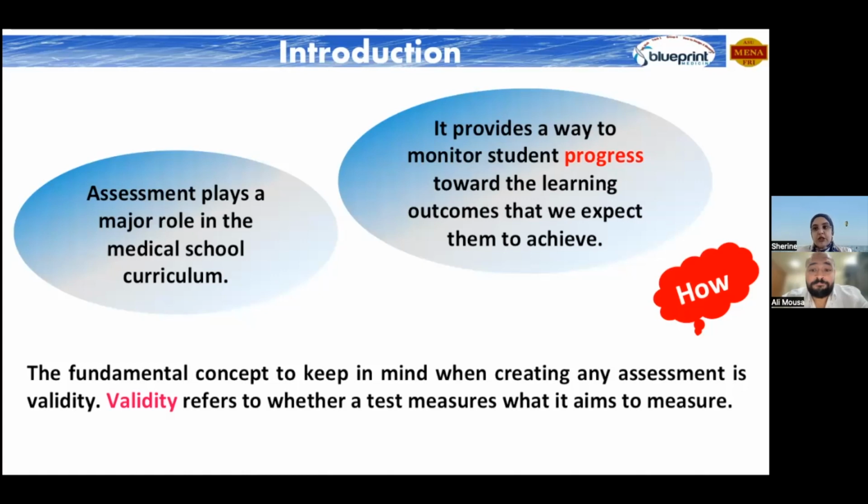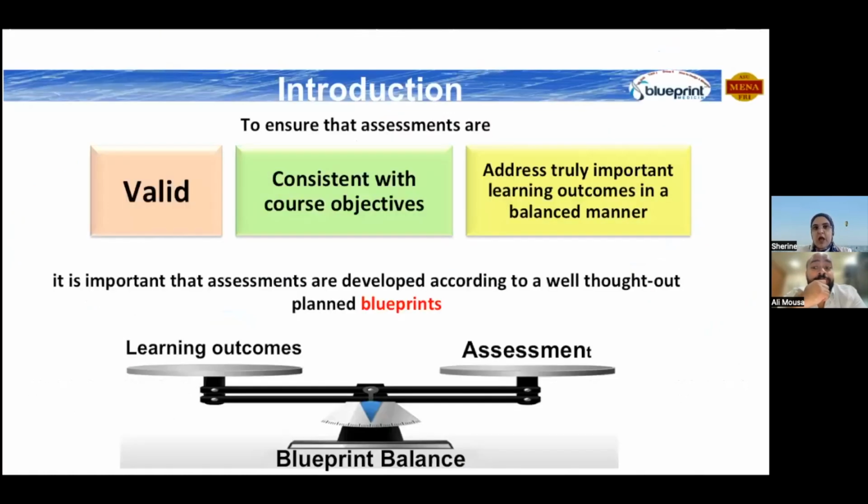So how to achieve this? The fundamental concept to keep in mind when creating any assessment for students is the validity. The validity refers to whether a test measures what it aims to measure or not. To ensure that assessments are valid, consistent with the course objectives, and to address truly important learning outcomes in a balanced manner, this is why we develop and plan blueprints. Blueprints create the balance between the learning objectives and the assessment.